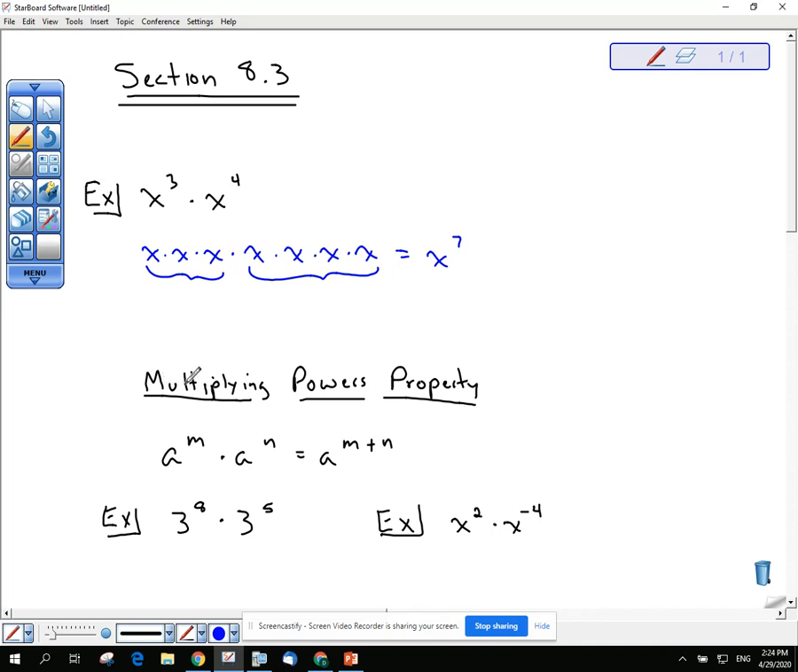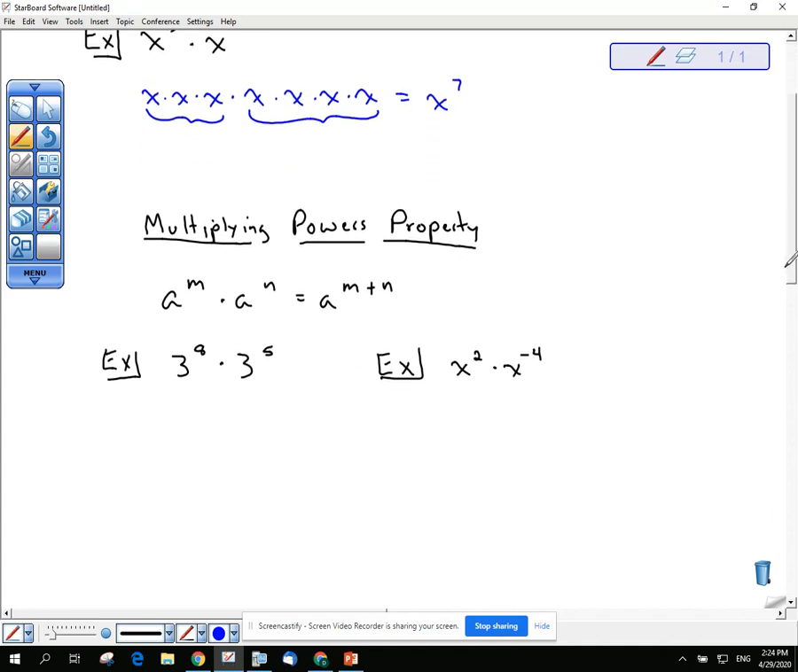So that gives us the multiplying powers property. And again, just notice, please, that in this, you have a and a. Both bases do need to be the same number, as they were both x in our first example. And what the property says is that a to the m times a to the n would be equal to a to the m plus n. You add the exponents.